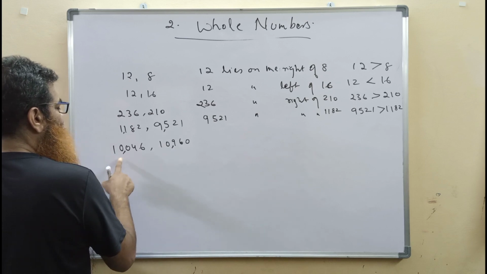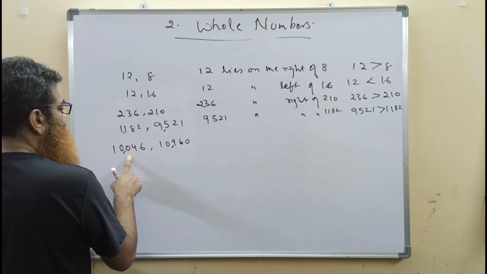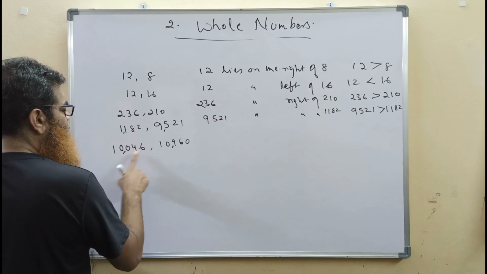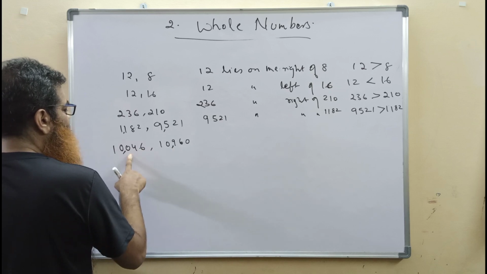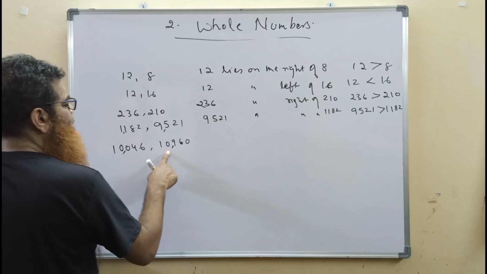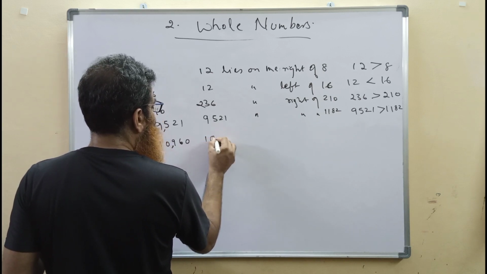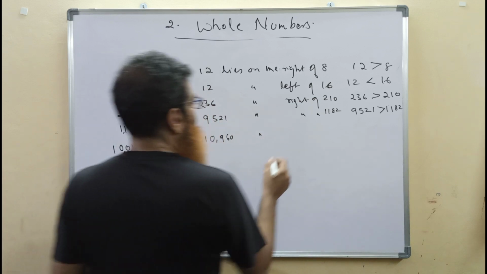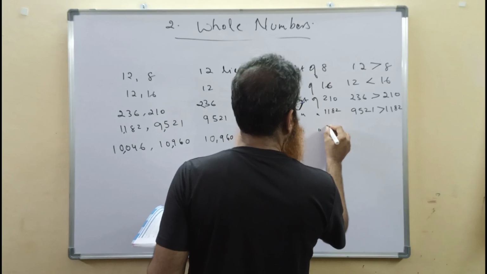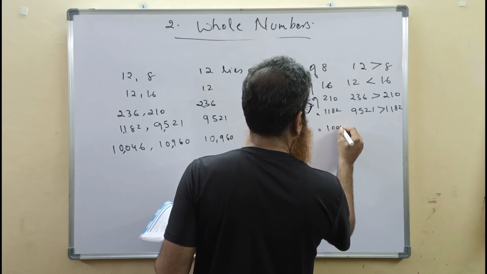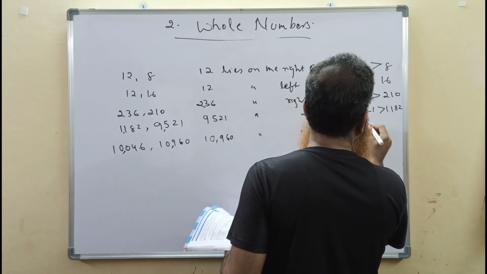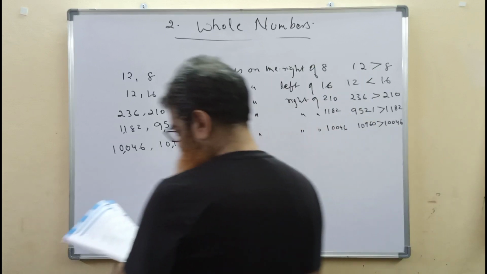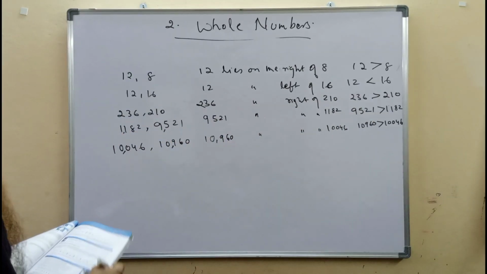The ten thousands and thousands are equal, so now we need to compare the hundreds place digit. It is 0 here and it is 9 here. You know, 0 is the smallest and 9 is the greatest, so this number is greater. We can understand 10,960 is greater than 10,046, and obviously it lies on the right of 10,046 on the number line.